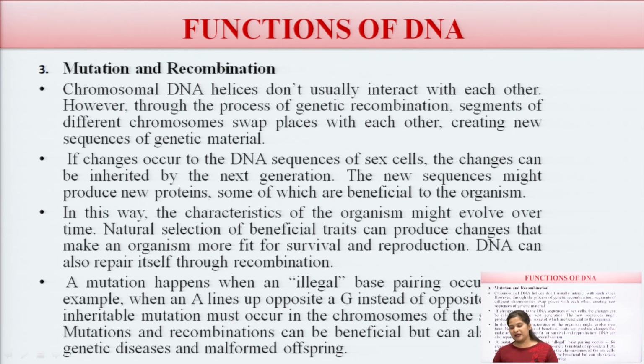Mutation can involve illegal base pairing. Mutation means sudden changes. As I told you, A is always paired with T and G is always paired with C. But with a mutation, there is an illegal pairing, meaning a wrong pair may combine, like A combined with U or A combined with G. So it will mutate the offspring.